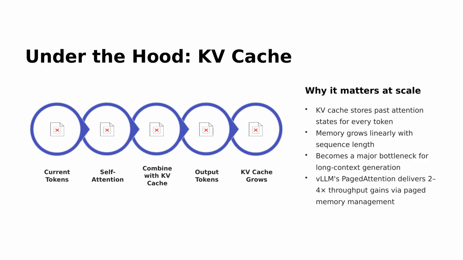Under the hood, the key challenge is the KV cache. As each new token is generated, the model stores past key and value states so self-attention can reuse them instead of recomputing everything. That makes generation efficient, but the cache grows linearly with sequence length, so memory becomes a major bottleneck for long contexts. At scale, this really matters, which is why vLLM's paged attention can boost throughput by 2 to 4 times through smarter paged memory management.